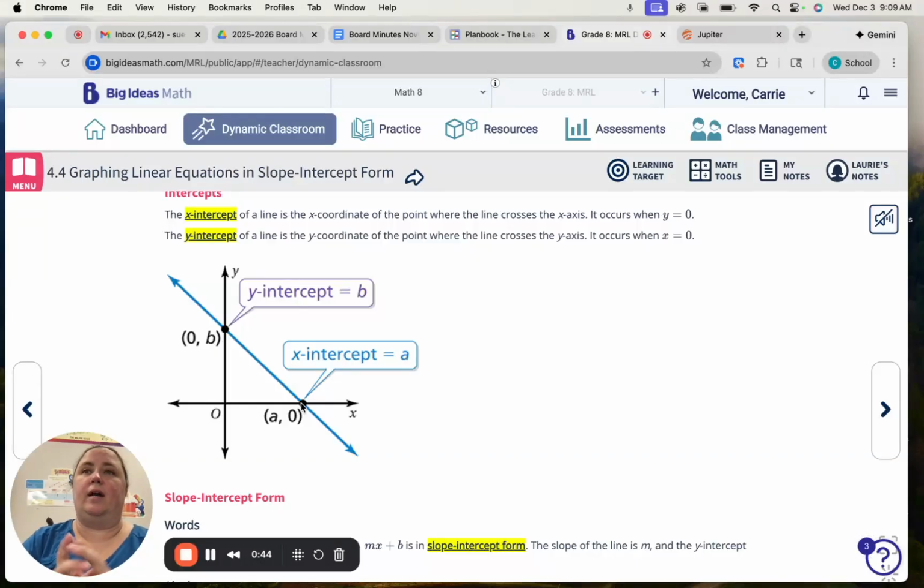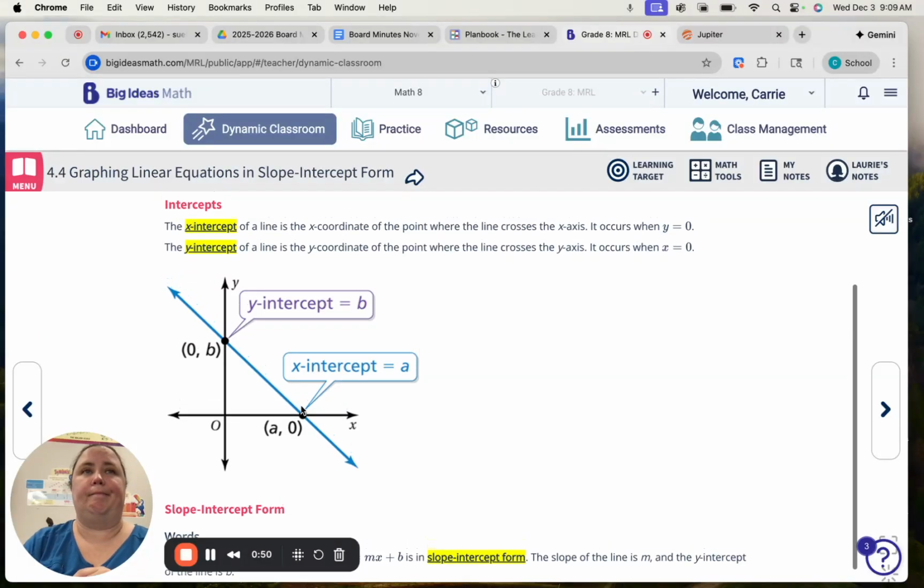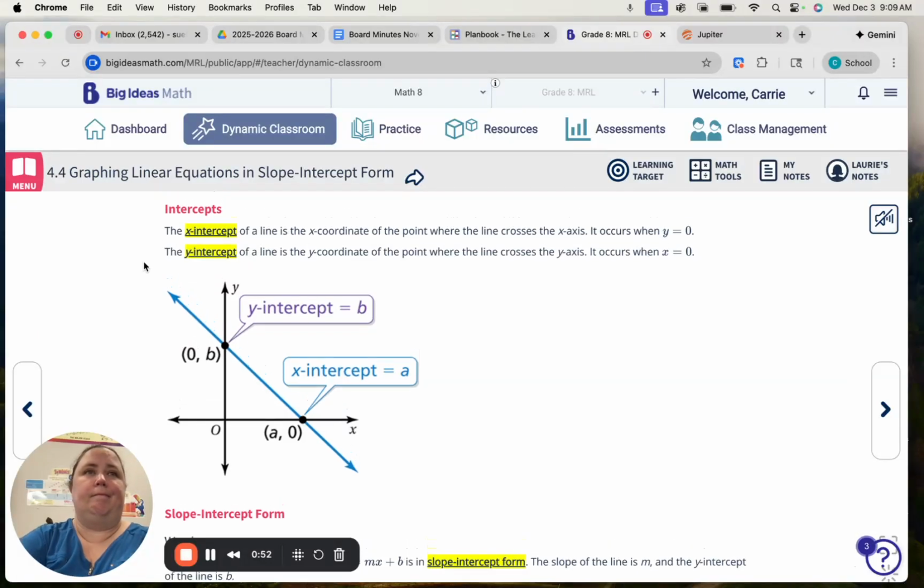What is the definition of the y-intercept? Evo, tell me what's the definition of the y-intercept? The y-intercept of a line is the y-coordinate of the point where the line crosses the y-axis. It occurs when x equals 0. Very good. So on the y-axis, the y-intercept is where it crosses the y.